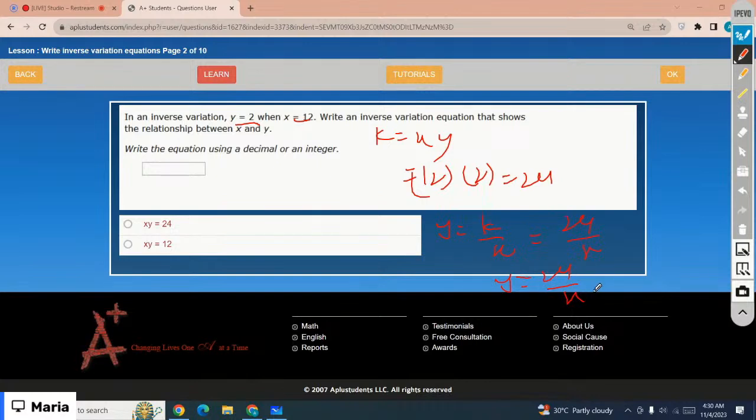So then xy equals 24, right? So the correct option is option number 1, that is xy equals 24. Option number 1 is the correct option.